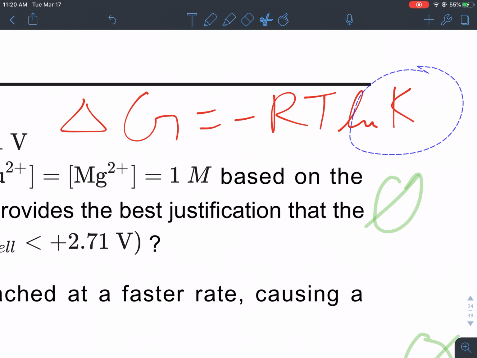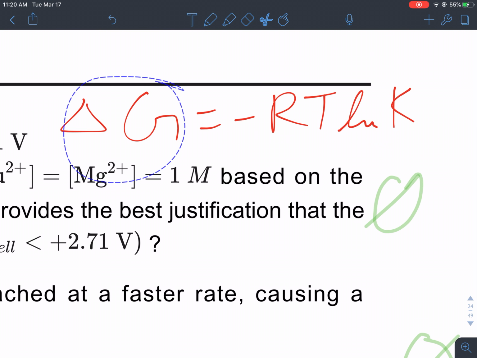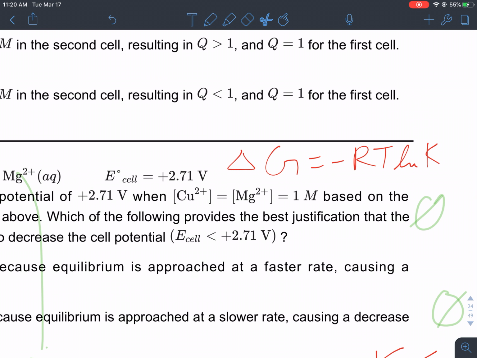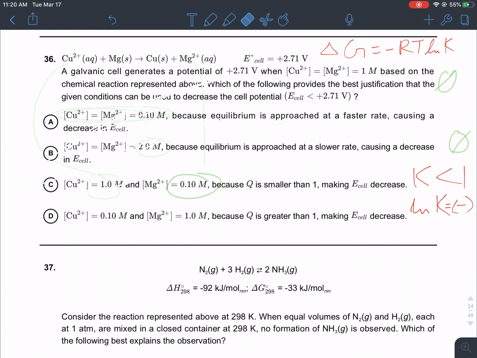If your lnK is negative, then you have a negative, which makes a positive delta G. You are not spontaneous. If you are not spontaneous, your E cell would not be positive. Your E cell would be negative. So the correct answer here is D.